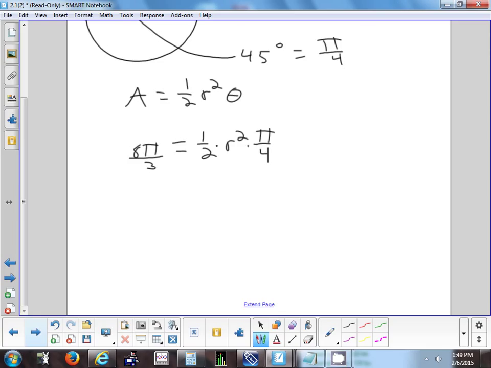How could I get the pi and the 4 on the other side? Yep, multiply by the reciprocal. 4 over pi. Pi's are gone, 4's are gone. 8 times 4 gives me how much?